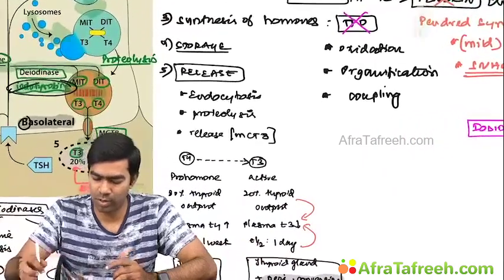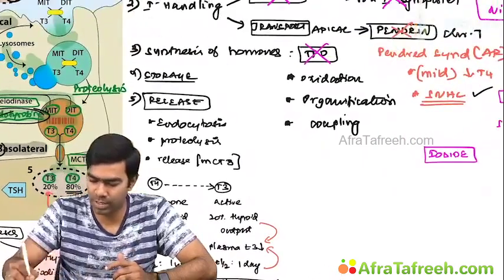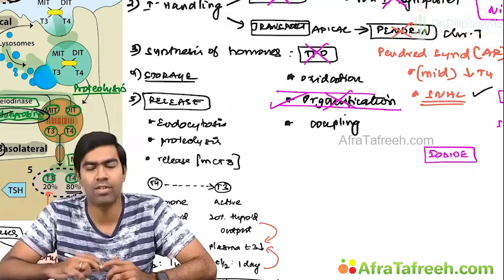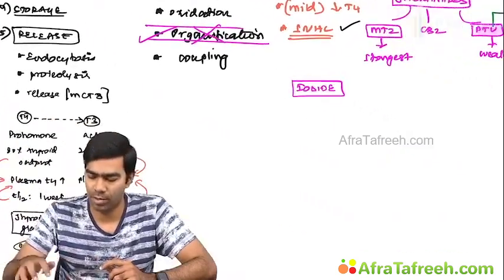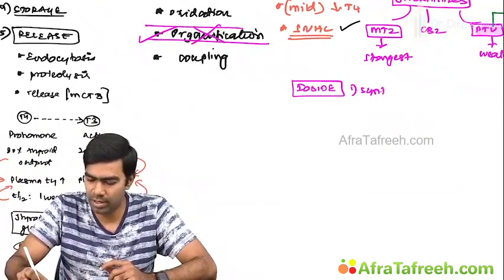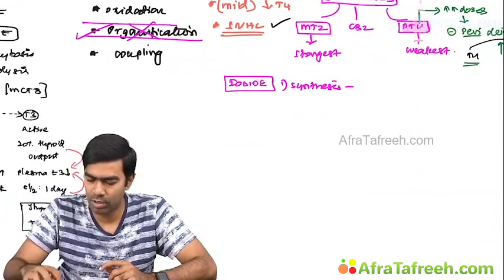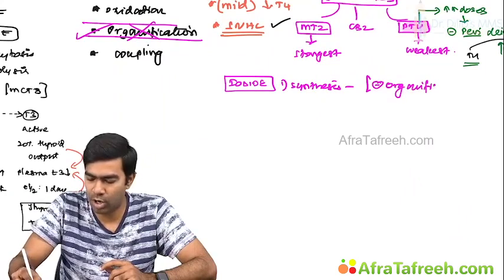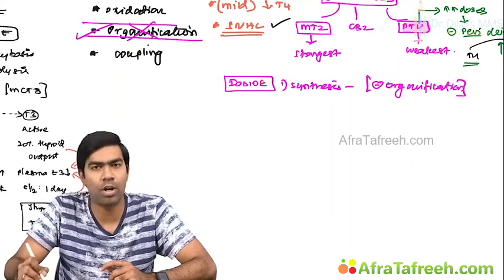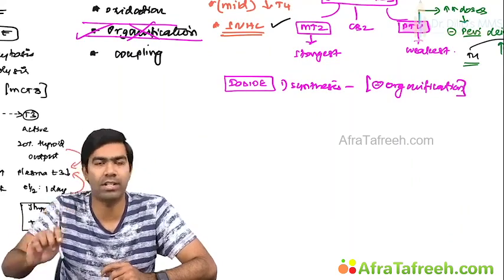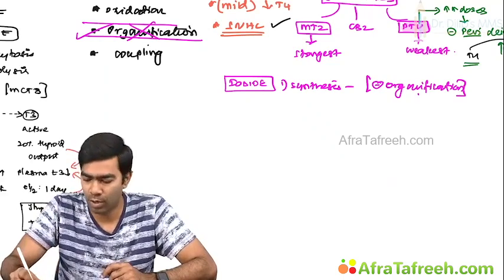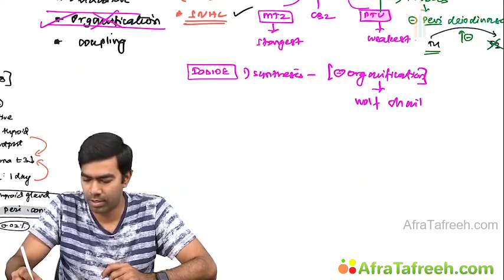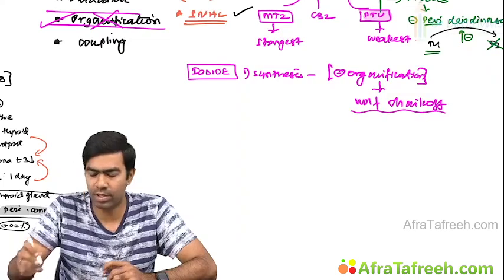One, they are going to block the TPO, especially this organification step. So this step is the target for iodide. So number one, it is a synthesis inhibitor, which means they are going to block the organification step. This blockade of the organification step, by blocking the thyroid peroxidase activity, is what we refer to as the Wolff-Chaikoff effect. We'll discuss that in some time. That's what we refer to as the Wolff-Chaikoff effect.